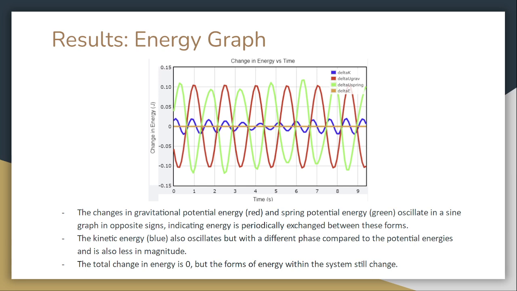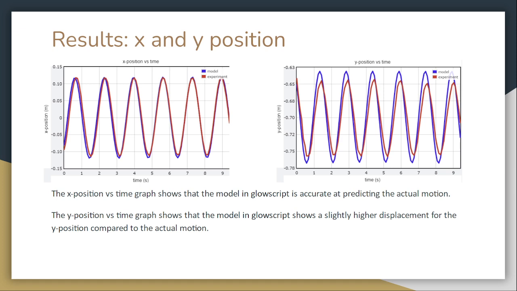The change in gravitational potential energy in red and spring potential energy in green oscillate in a sine graph in opposite signs, indicating energy is periodically exchanged between these forms. The kinetic energy in blue also oscillates but with a different phase compared to the potential energies and is also less in magnitude. The total change in energy is zero, but the forms of energy within the system still change.